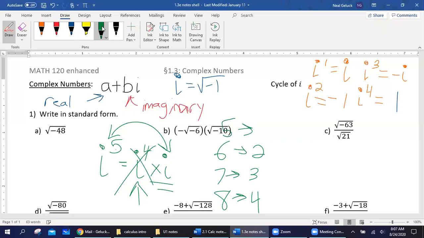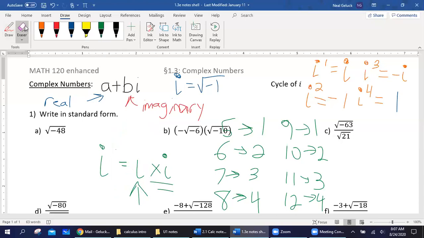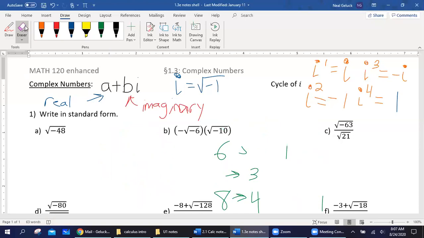So again, i to the fifth was the same thing as i to the first. And then if I even went higher, 9, 10, 11, 12, they go right back to that cycle of 1, 2, 3, 4, which is a very strange process. It just keeps repeating. But again, we'll get into some example problems on that a little bit later.